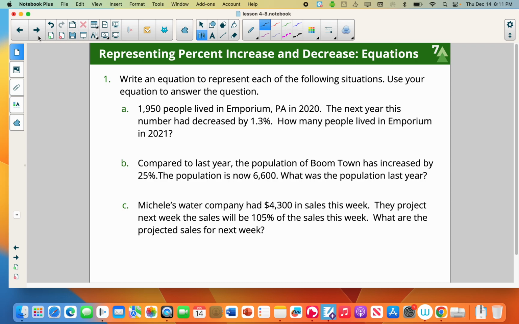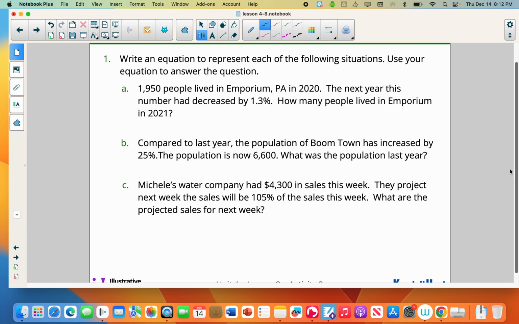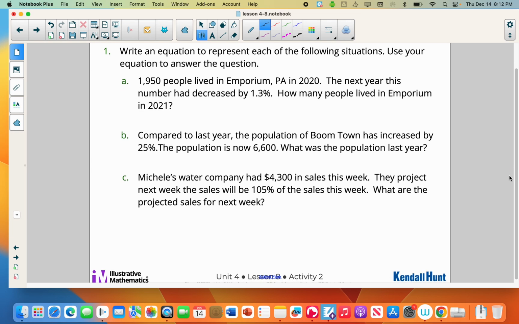So now we had some to write equations. If you need to, you can always go back and make a table. 1,950 people lived in Emporium, PA in 2020. The next year this number had decreased by 1.3%. How many people lived in Emporium?